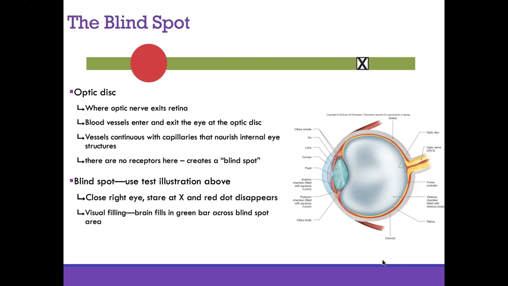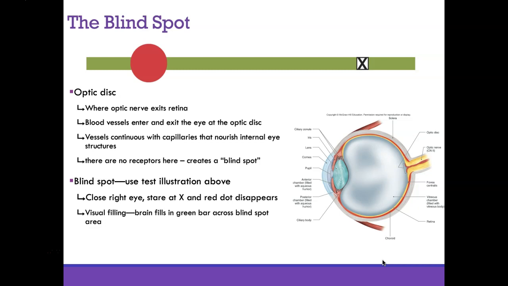That is your blind spot. What happens is, so again, you should be able to see the X, to see the red dot disappear. And again, because the image of the dot is falling on the blind spot of your left eye, you're not seeing anything there. But then the question is, why do you still see a green line? It's not like you see just white. You still see a green line.